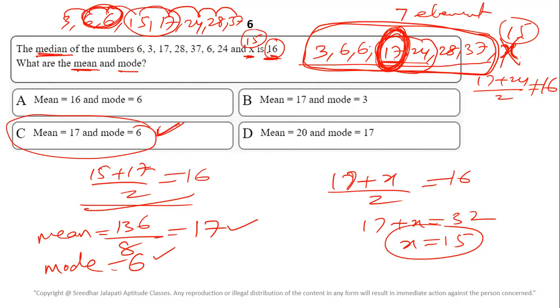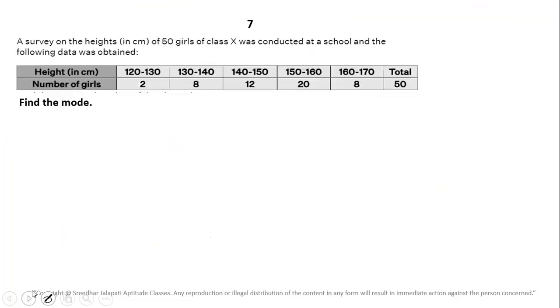From the given median 16, we found the unknown x, which is 15. After that, once you have all the elements, you can find mean and mode, and option C is satisfying. Very tricky question. Okay. Next one, question number 7.